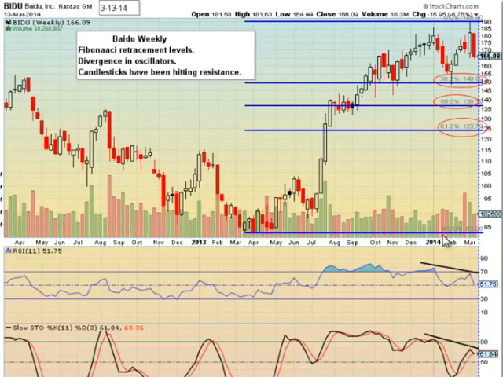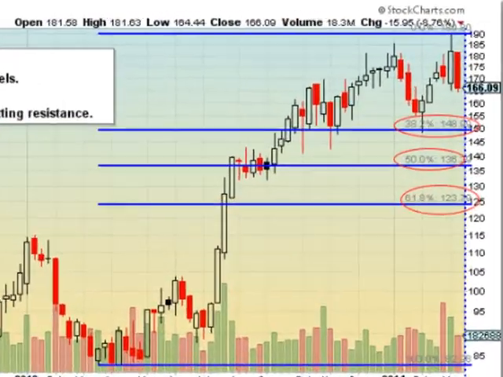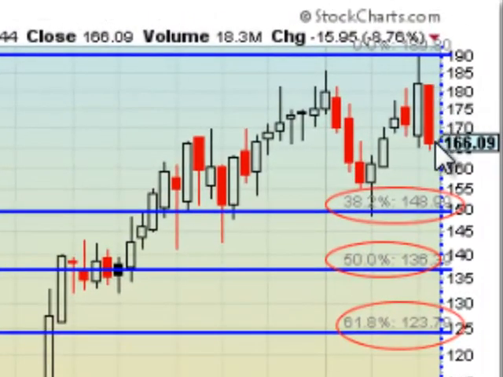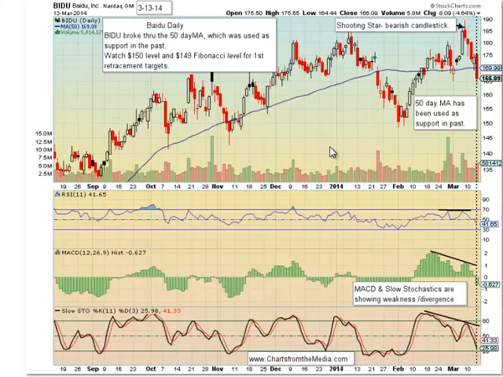When we look at the divergence in the oscillators, we have lower highs in the RSI and the Slow Stochastics. And then when we look at the candlestick, we definitely have a bearish engulfing candlestick this week. So this is indicating more downward movement to come. When we look at the daily chart, this would be a very bearish looking chart.